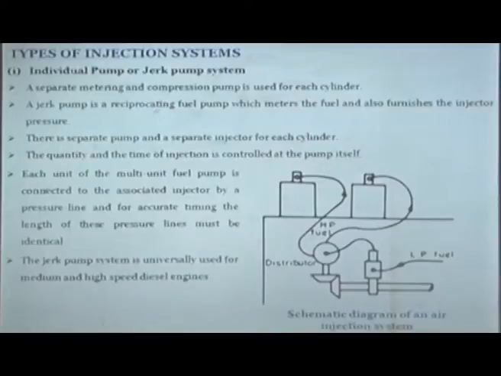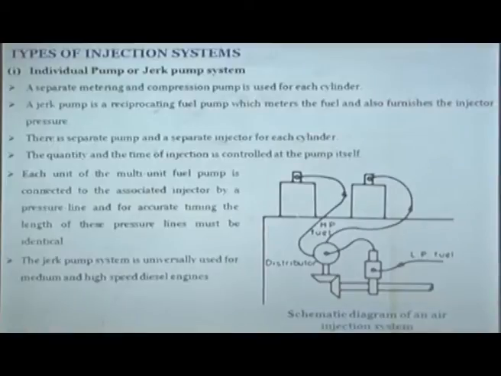Individual systems or jerk pump systems are among the initial fuel injection systems developed for diesel engines about 100 years back. Here separate metering and compression pumps are used for each cylinder. That means each cylinder will have one metering system and one compression system. A jerk pump is a reciprocating fuel pump which meters the fuel and also furnishes the injection pressure.